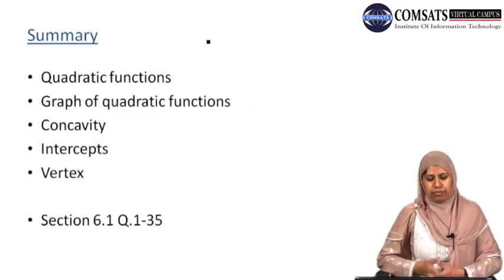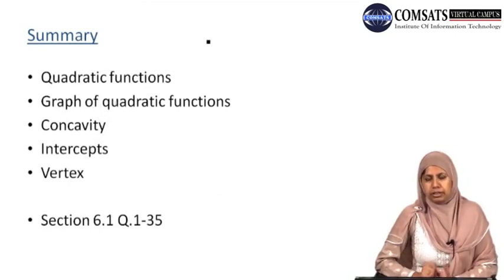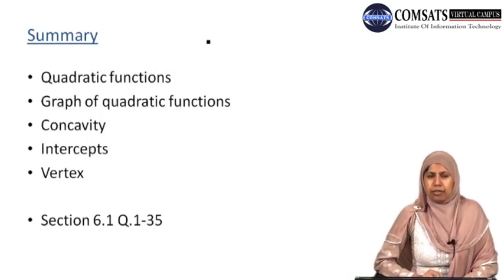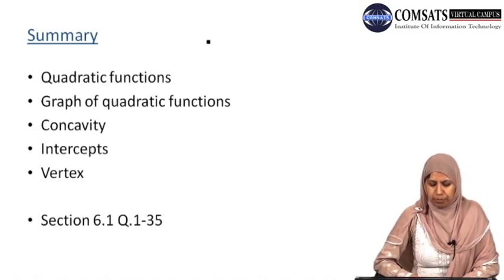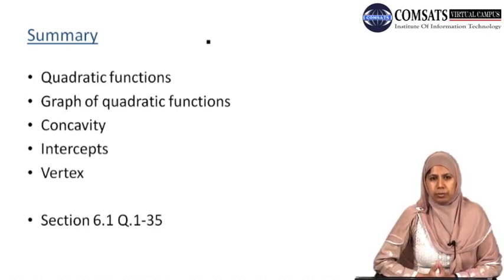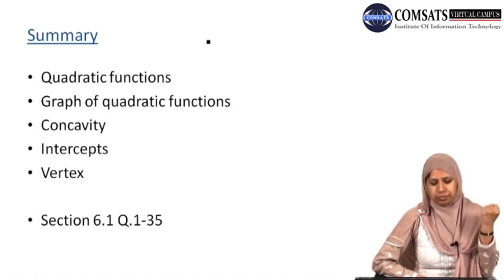So up to now we summarize what we have done today. We have identified the quadratic functions by looking at different examples. We have seen the graph of a quadratic function, which is always a curve known as the parabola, and the methods to sketch the graph of a parabola. We need four things to sketch the parabola: concavity, y-intercept, x-intercept, and vertex.